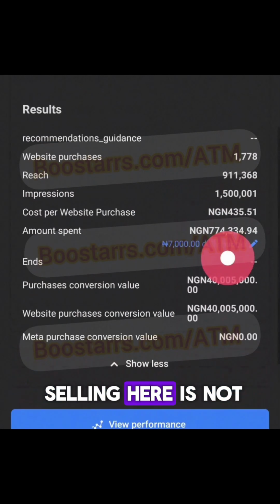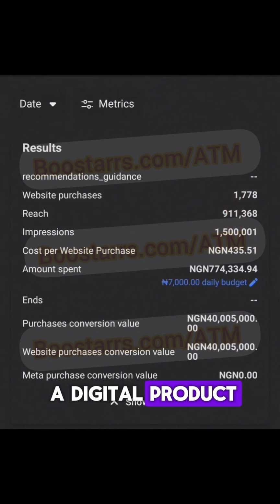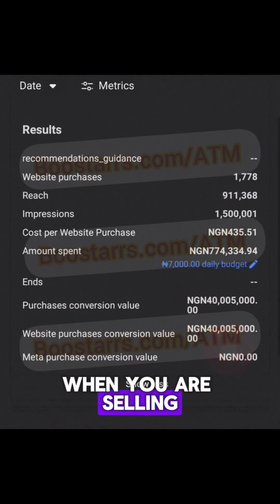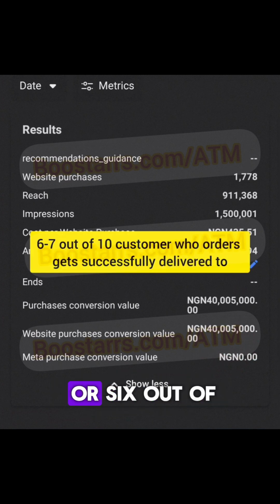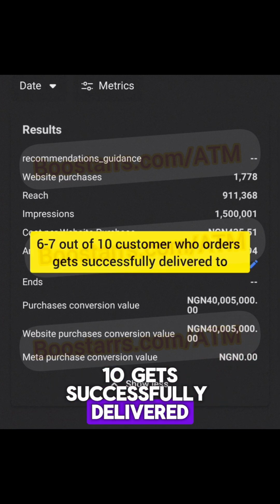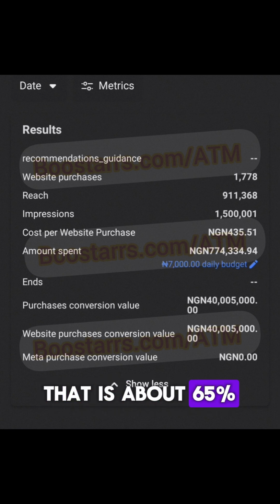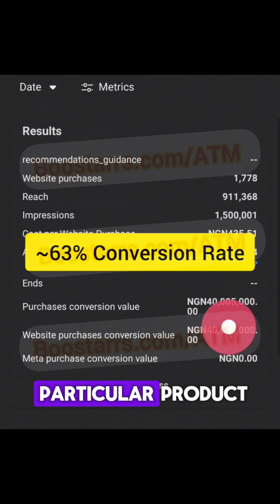Now, what we are selling here is not a digital product, it's a physical product. So not all of these orders converted. When you're selling physical products, let's just say 6 or 7 out of 10 get successfully delivered. I'm talking based on my own conversion rate. 6 out of 10 is about a 65% conversion rate for this particular product.